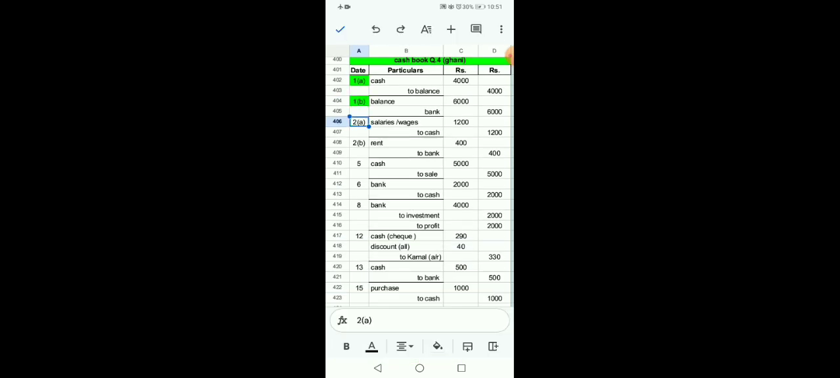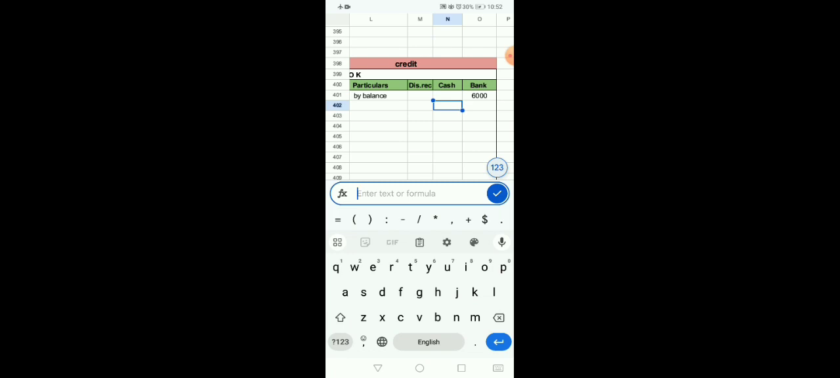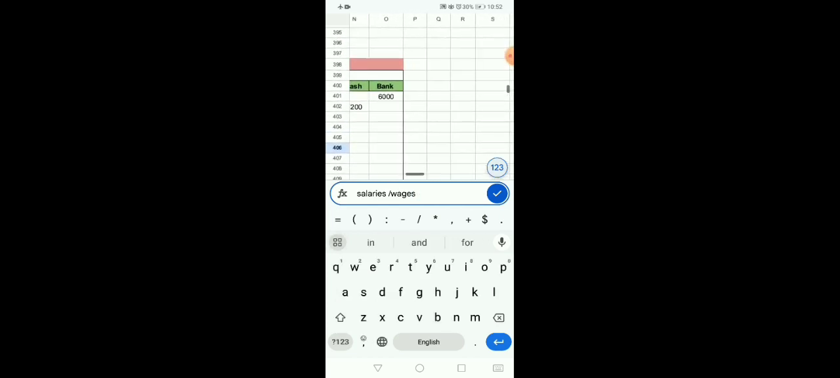Now we are at 2A. There are two elements, but only one element is related to the cash book, which is cash. Cash is credited by 1200, so go to the credit side of cash and write 1200 in the cash column. Now see the reference. What is written on the opposite side of cash? That is salaries and wages. So you will mention here salaries and wages with the additional word "by".